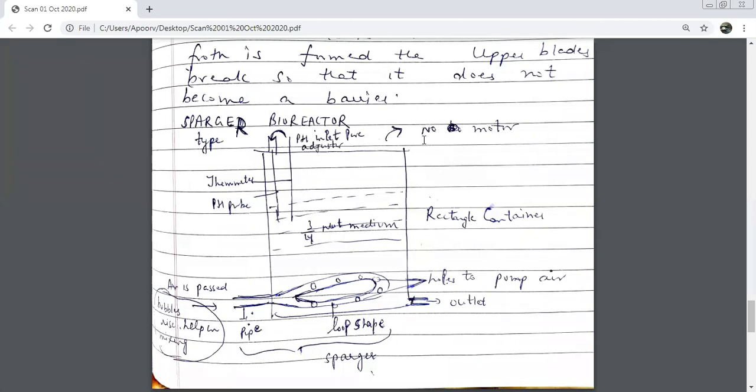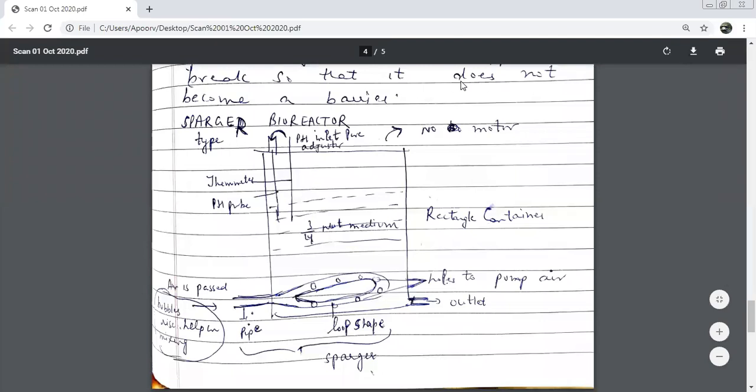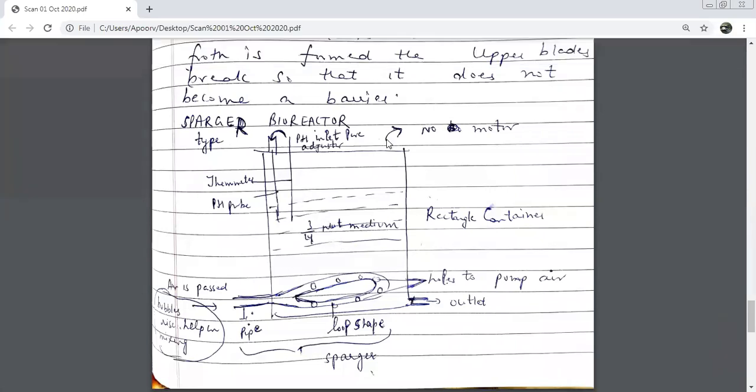One more change, there is no motor. Got the second difference when you're drawing both of them? Yes, ma'am. There is no motor. So if motor is not there, do I need to have shafts? No, ma'am. Blades are also not needed then, because blades will rotate with the help of shaft. Shaft is connected to motor. Here we don't have a motor. We don't have any shaft. There are no blades. So it is not stirring. We are not stirring it at all.